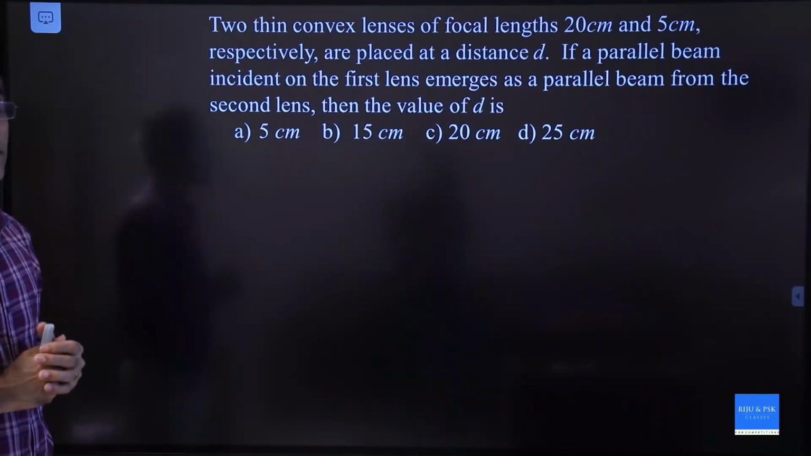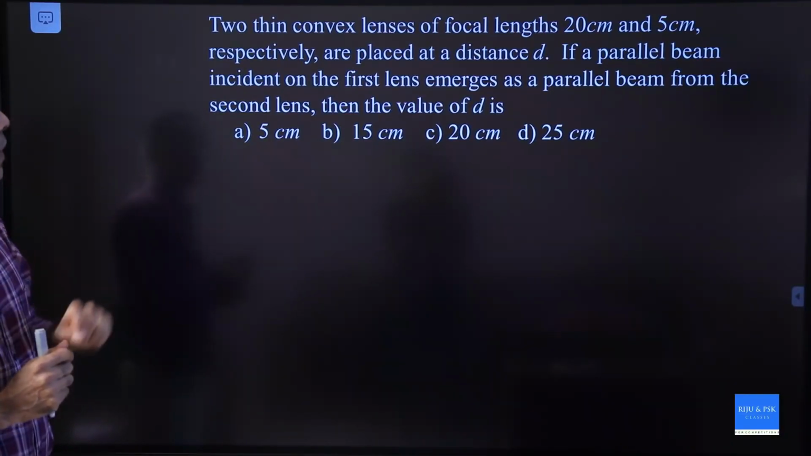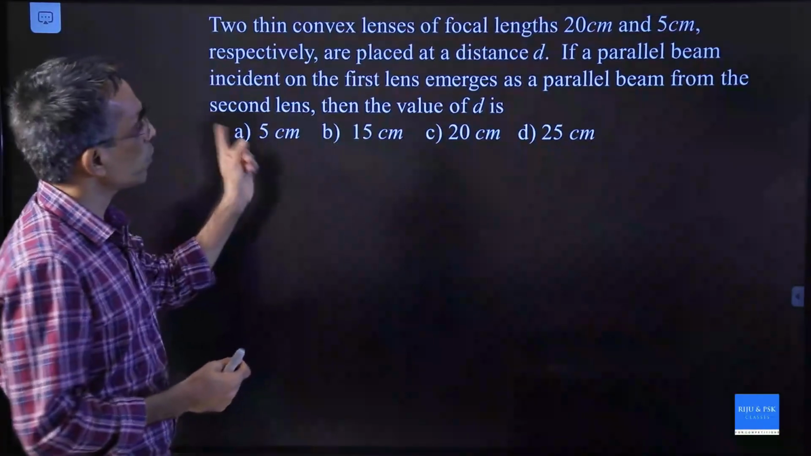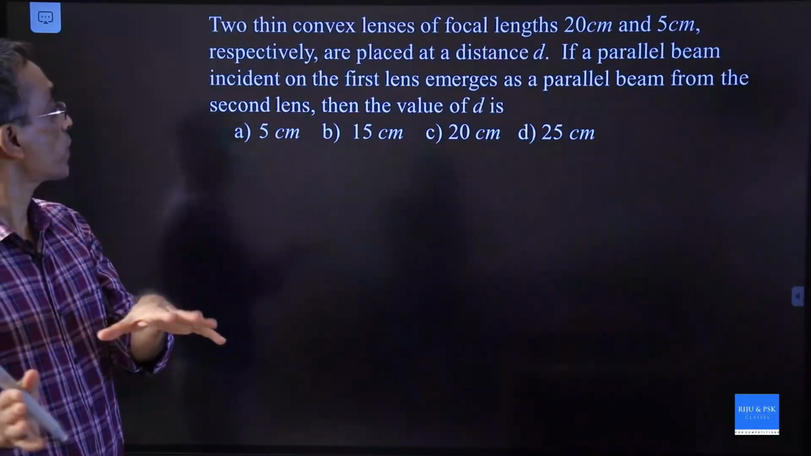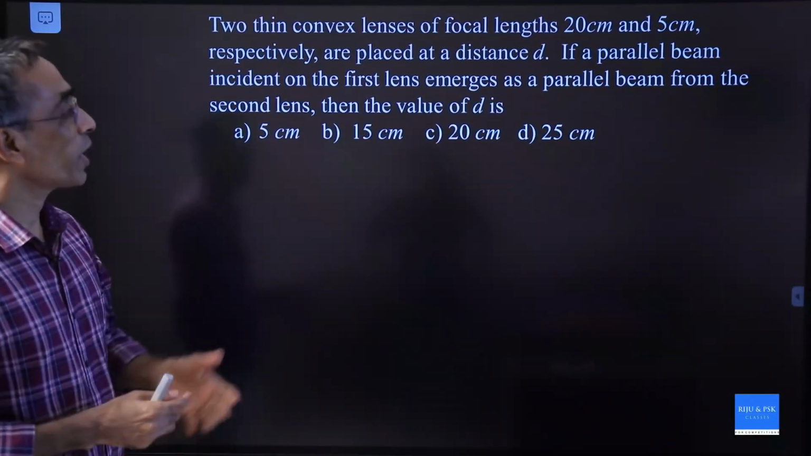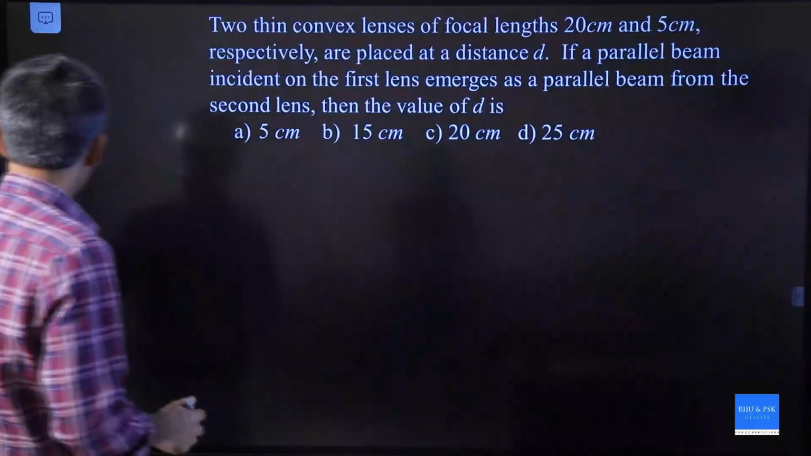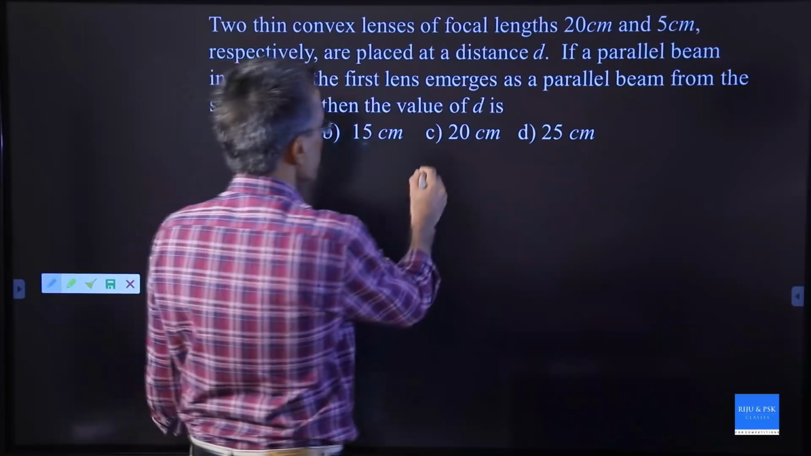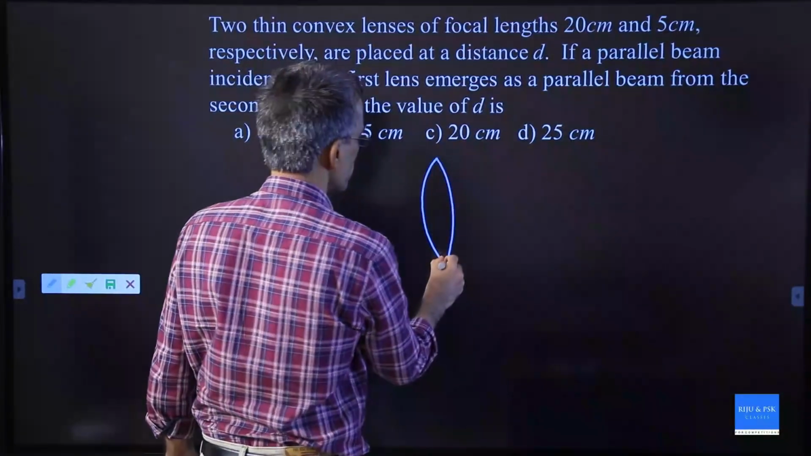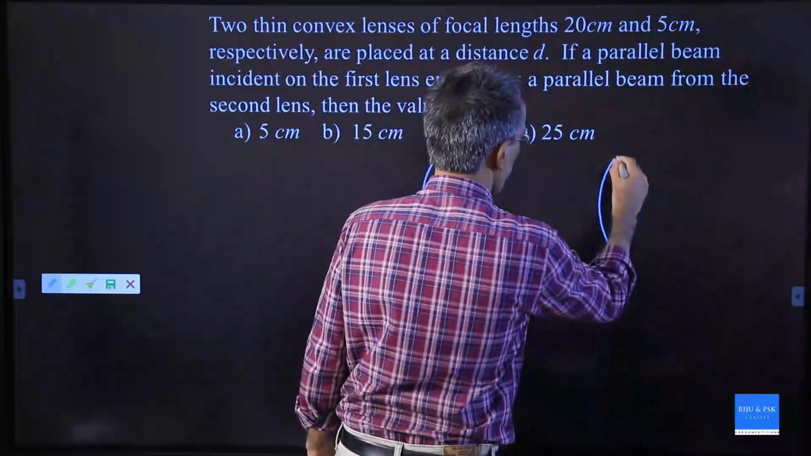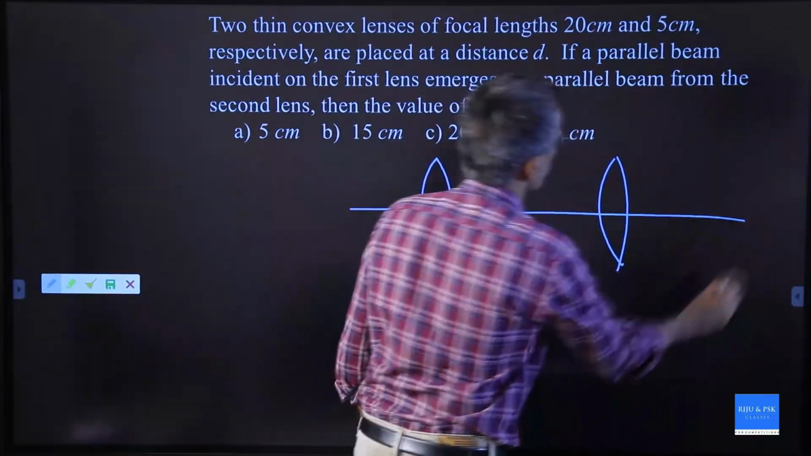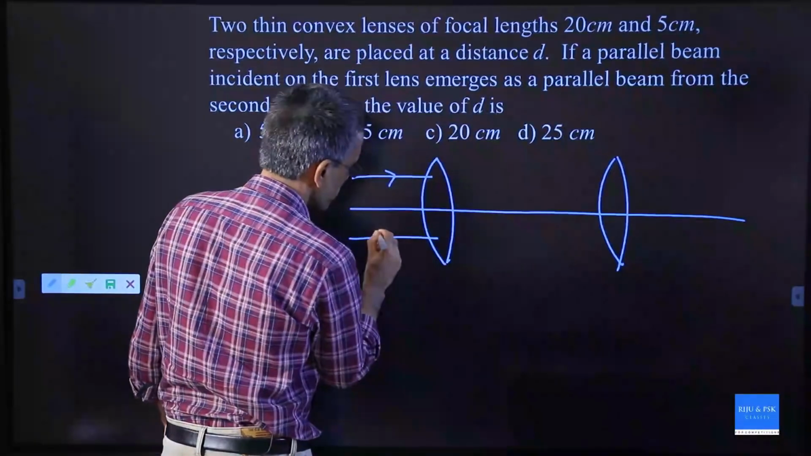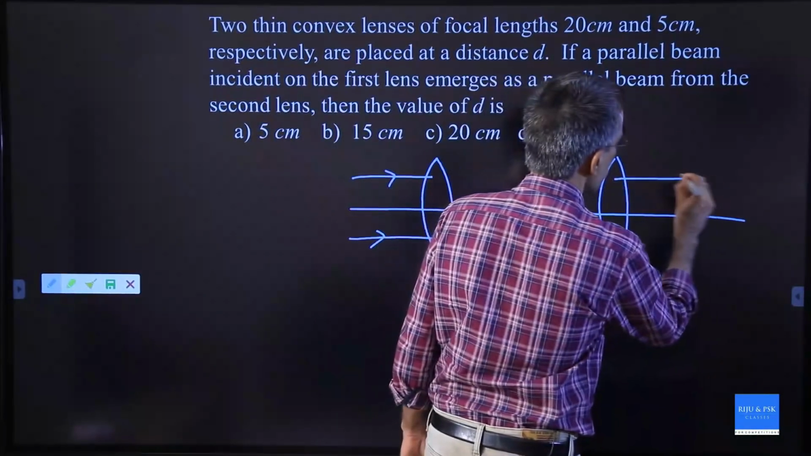Two thin convex lenses, focal length 20 and 5, are placed at a distance d. A parallel beam incident on the first lens emerges as a parallel beam from the second lens. Then what is the value of d? By drawing the ray diagram, you can directly get the answer. There is one convex lens, there is another convex lens. Say they are fitted coaxially. A parallel beam emerges like this. It comes out as a parallel beam.